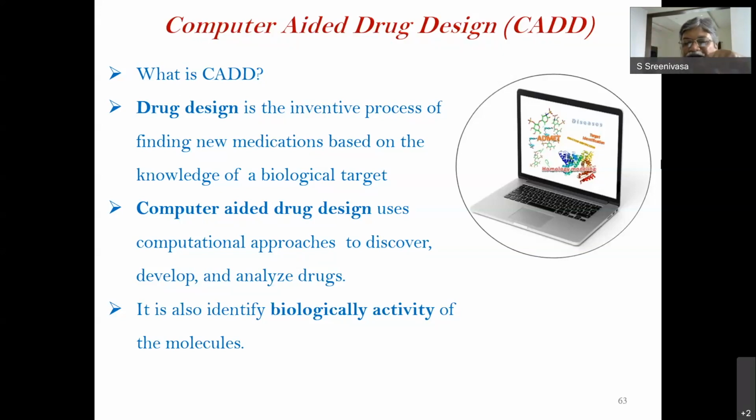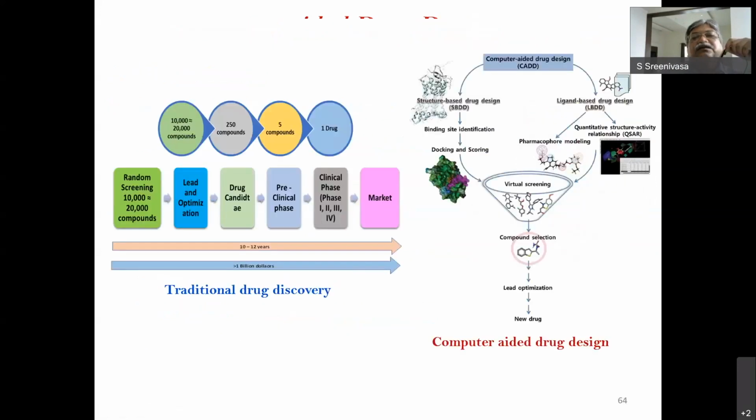We need new molecules which can act as drugs. So this is where computer-aided drug designing is of very good use. Drug design is the inventive process of finding new medications based on the knowledge of biological targets. Computer-aided drug design uses computational approaches to discover, develop, and analyze drugs. It can also identify the biological activity of the molecules.